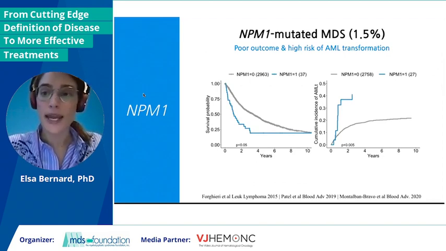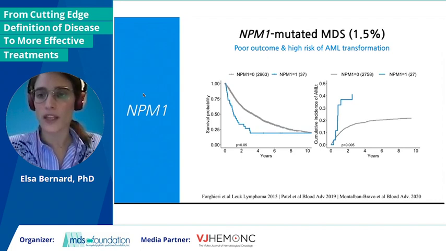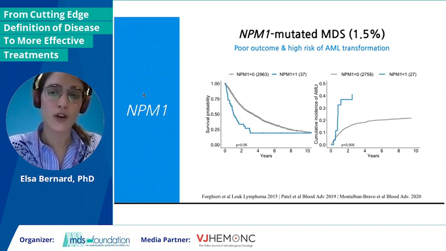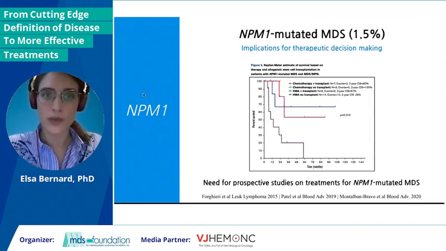And while in AML, NPM1 mutations are markers of favorable outcomes and favorable response to therapy, in our MDS cohort, they were associated with poor overall survival and high risk of AML transformation. And the presence of NPM1 mutation in MDS has implications for therapeutic decision-making.